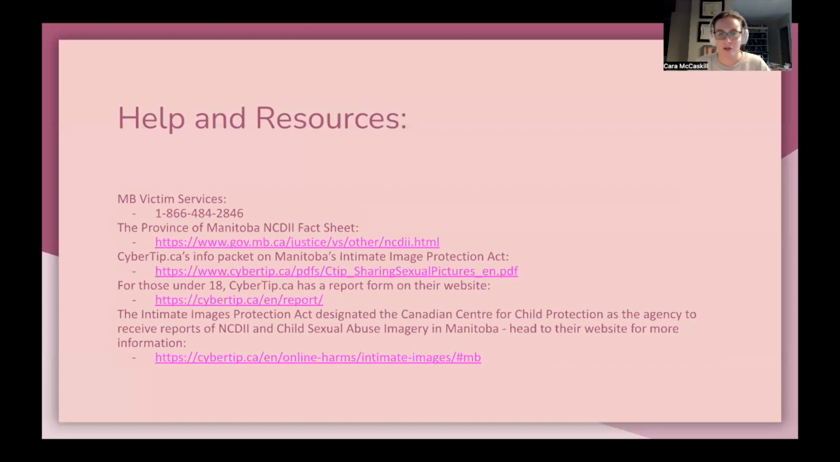Cybertip.ca's website itself also has a report form for people under 18, so if children or youth have experienced online child sexual exploitation, this is where you go to report it online. And cybertip.ca will follow up with that. The Intimate Images Protection Act in Manitoba actually designated the Canadian Centre for Child Protection, which runs Cybertip, as the agency to receive reports of NCDII and child sexual abuse imagery in Manitoba, and you can head to their website for more information on that.